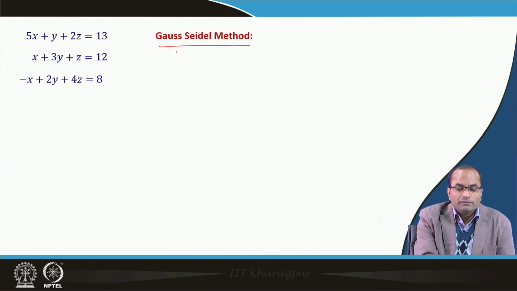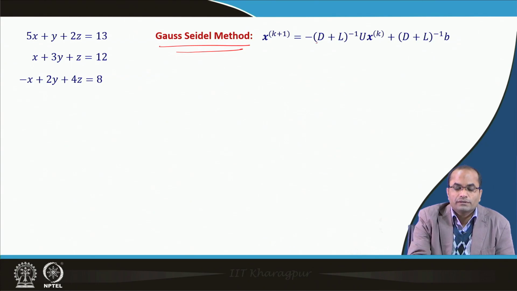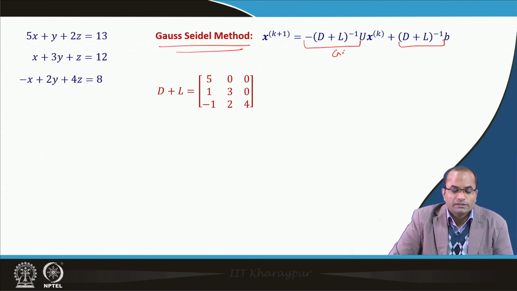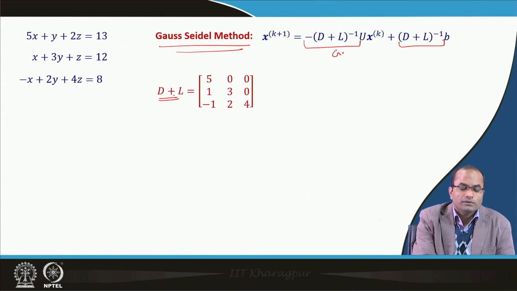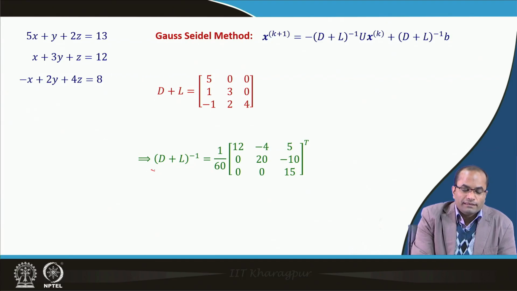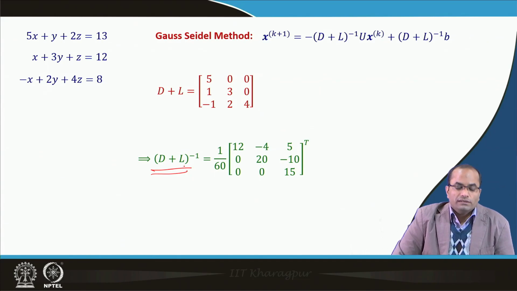Coming to the Gauss-Seidel method, we have this matrix form, minus (D plus L) inverse U and (D plus L) inverse. This is the iteration matrix in this case. So, D plus L is the lower triangular part, plus the diagonal entries. So, this is D plus L, and then we can get this D plus L inverse.